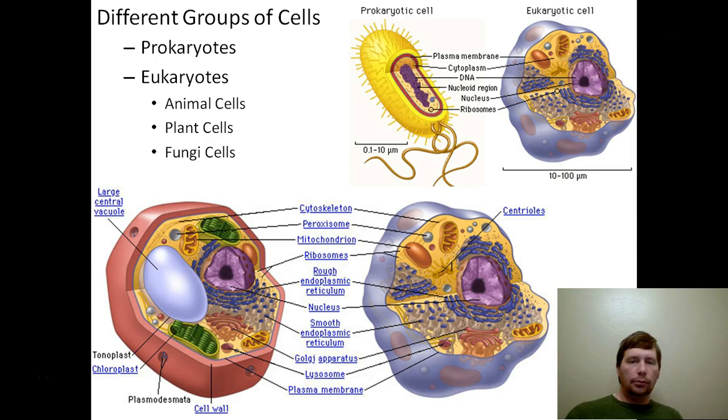So the two main groups of cells we're going to talk about are prokaryotes and eukaryotes. And then we'll also talk a little bit about each of the groups of the eukaryotes, the animal cells, the plant cells, and the fungi cells.